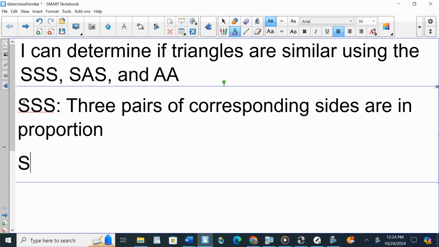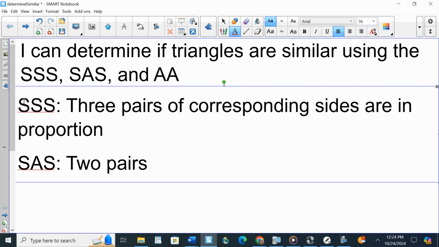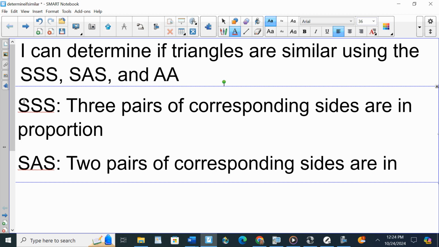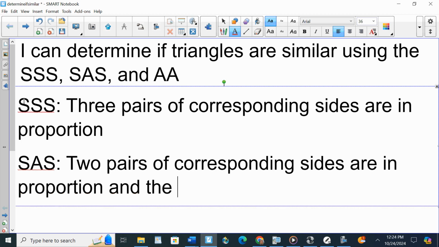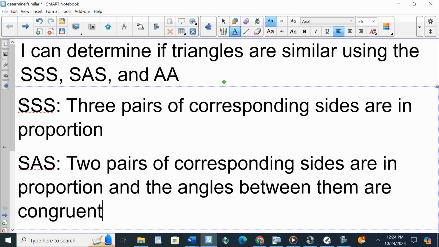corresponding angles are congruent. So SAS is two pairs of corresponding sides are in proportion, and the angles between them are congruent. And we talked about SAS and proofs, how the angle must be in between the two sides. That same thing holds true here.